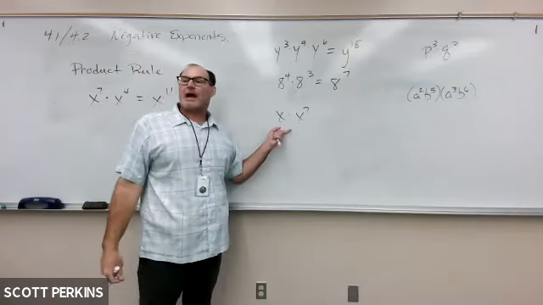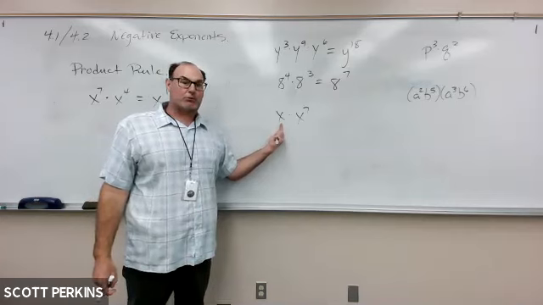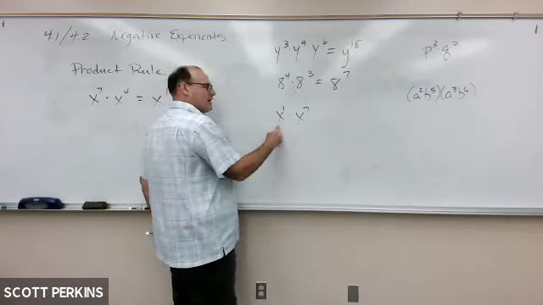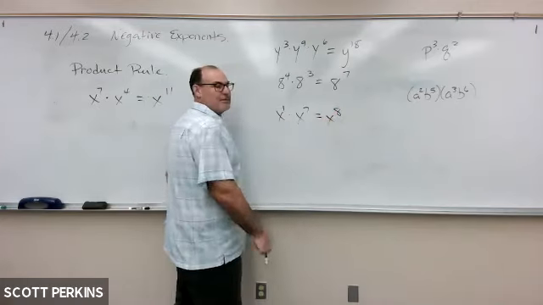This next one I put on here is just when you have a term that does not have an exponent written, what is the exponent you assume is there? A 1, yes. So I have x to the 1st times x to the 7th. That's x to the 8th.